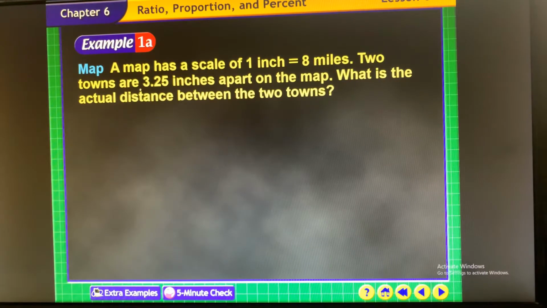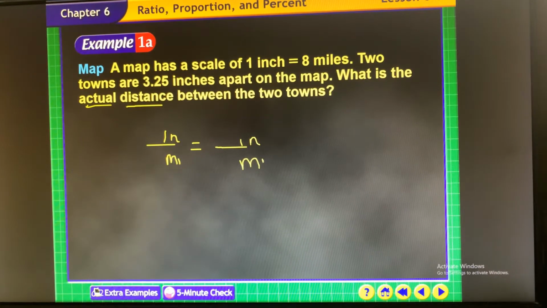So it says that two towns are 3¼ inches apart on the map. What is the actual distance of the two towns? Well, it's just like we were doing. I have inches over miles, inches over miles. I have 1 inch over 8 miles, and I have 3¼ inch over how many miles?